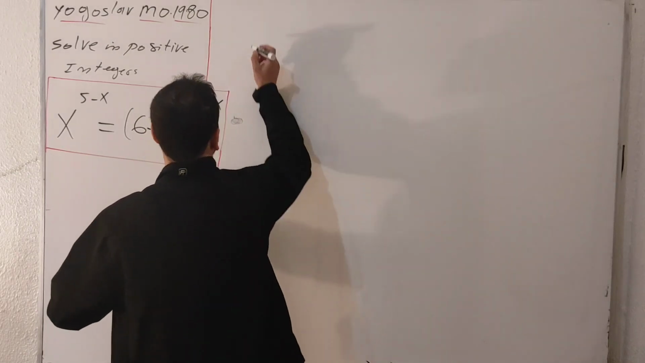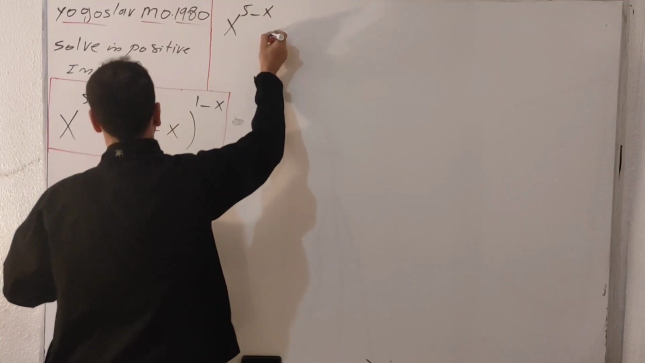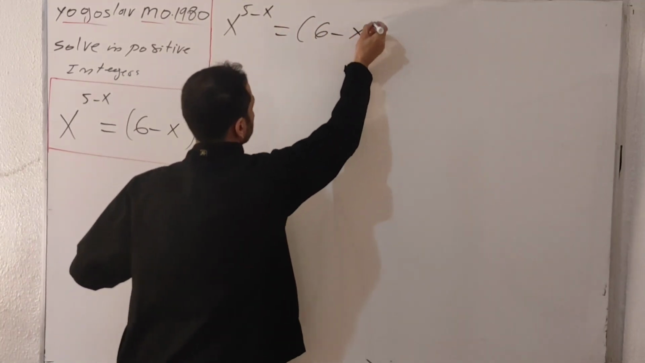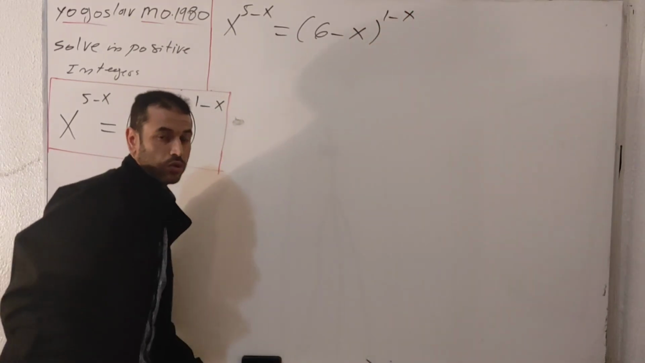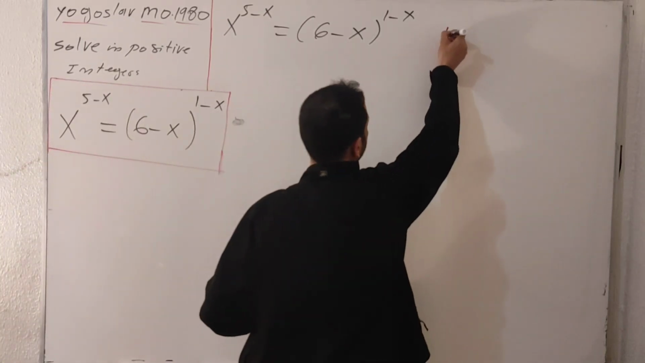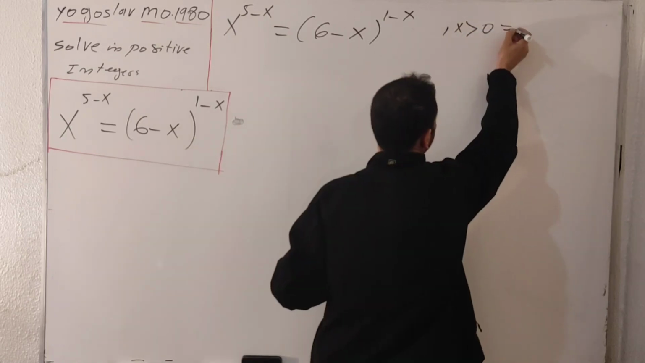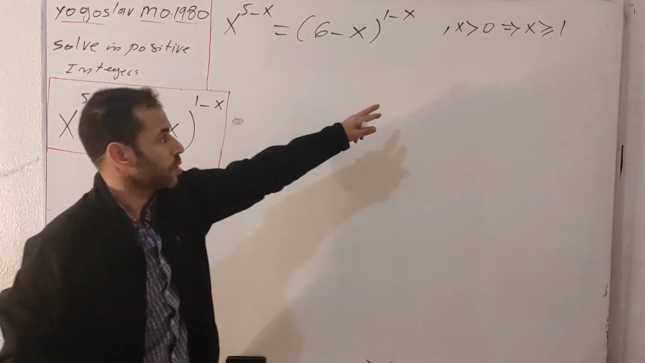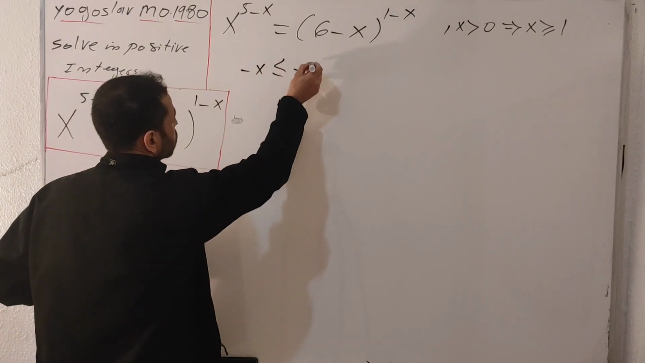Now we have the following equation: x to the 5 minus x equals 6 minus x to the 1 minus x. The only thing that we know is that x is a positive integer, which means x is strictly greater than 0, which means x is greater than or equal to 1. Then I'm going to multiply both sides by minus 1. I will get minus x is less than or equal to minus 1.